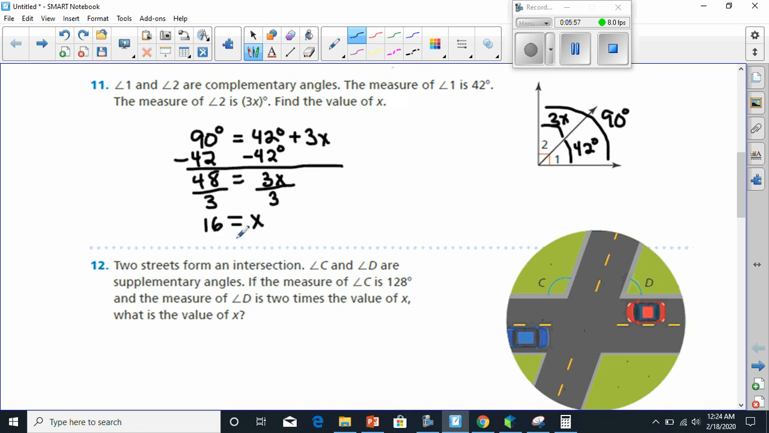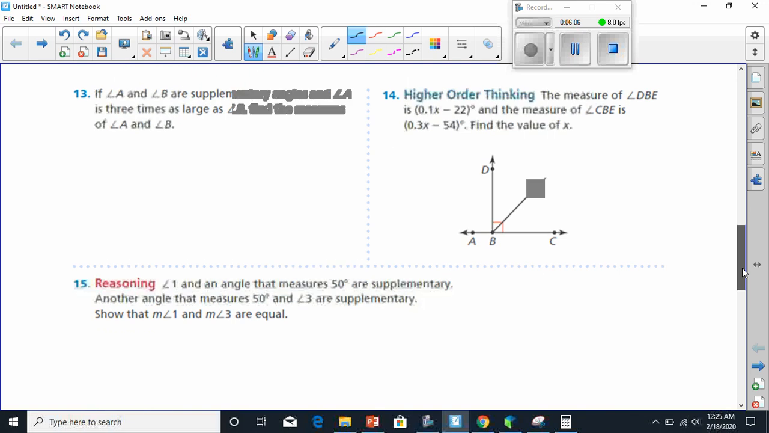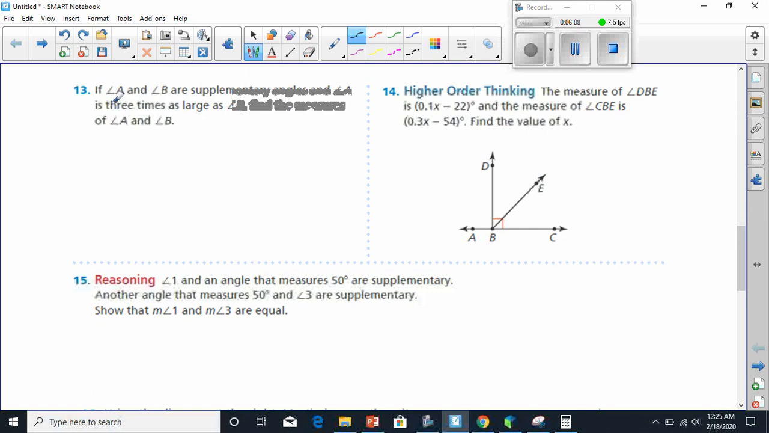Okay, let's see. I think I've got number 13 now. If I scroll down here to number 13, it says that angle A and angle B are supplementary angles. Well, that means that angle A and angle B have to equal 180 degrees.